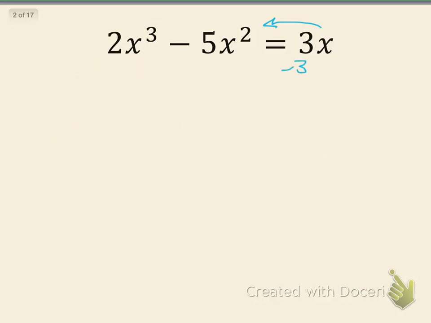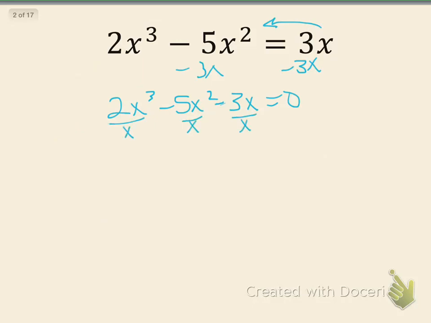So we're going to subtract the 3x over first. So it's going to be 2x cubed minus 5x squared minus 3x equals 0. I always want it in standard form, highest exponent to lowest exponent. Whenever I factor, my first step is to see if there's a GCF, and there is, and that is x. So we're going to divide x out of all this, and then it's going to go on the outside.